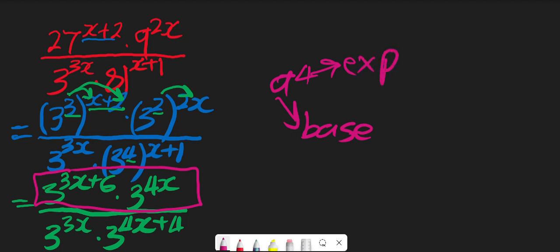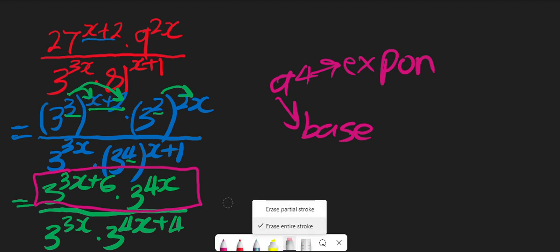This one is the exponent. Like that, right? So here the base, if you look at all the bases, our bases are 3, 3, 3, 3. You understand? So okay, let me just do it like this.